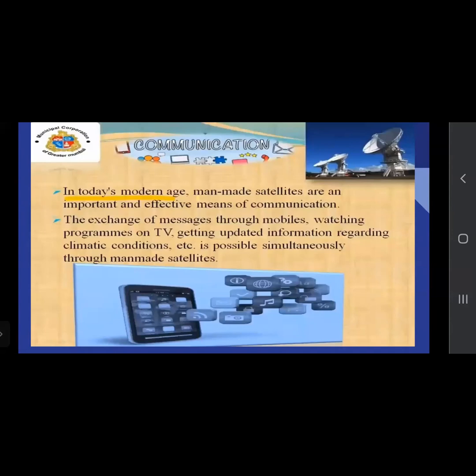How are we getting it? We are getting it because of the man-made satellites. These satellites provide us with the information. And the internet that we are using, all of that is because of the man-made satellite only. You can see in the picture, the satellite picture is also shown.